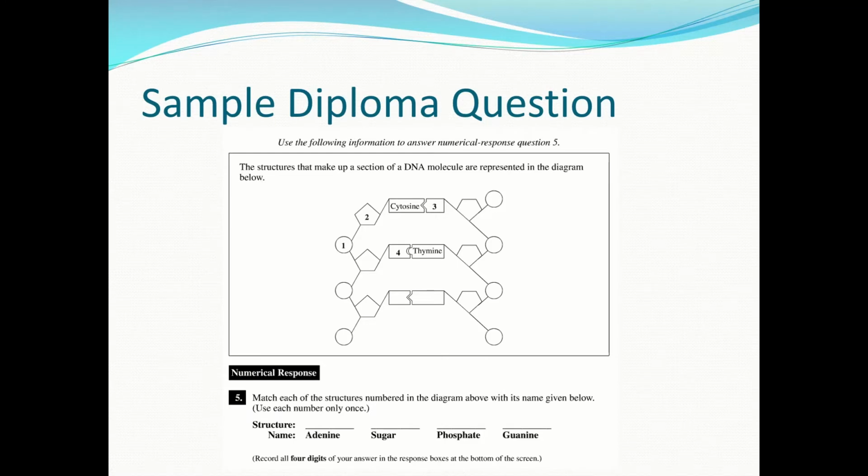Okay, match each of them. So with the GCAT, cytosine goes with guanine, and thymine goes with adenine, like that. And then directly attached to the nitrogen base is the sugar, and then the phosphate is what attaches the different nucleotides together. Okay, so phosphate is 1, sugar is 2, guanine is 3, and adenine is 4.